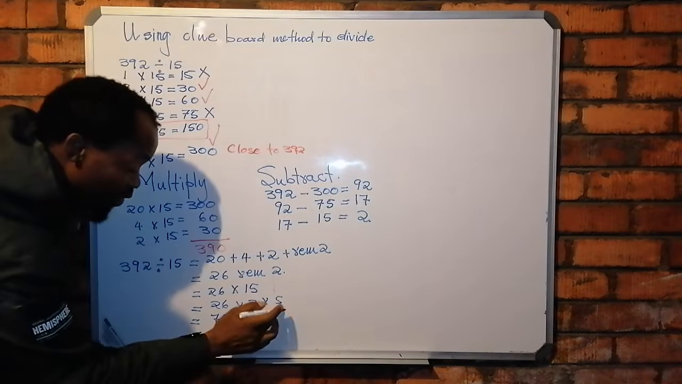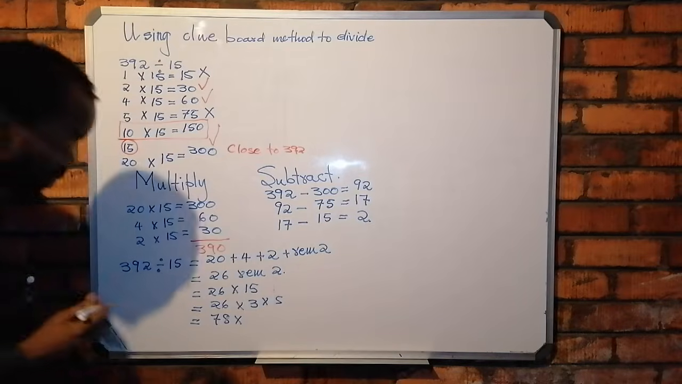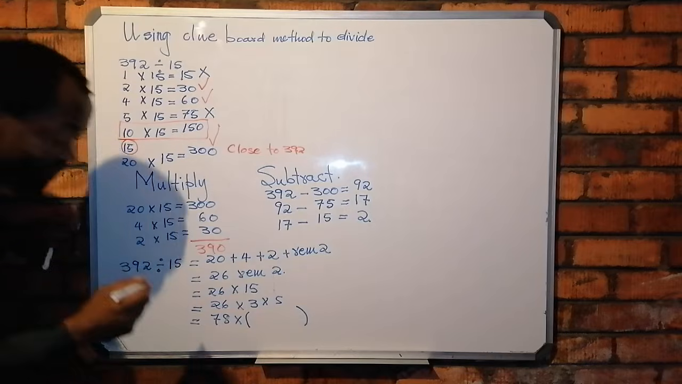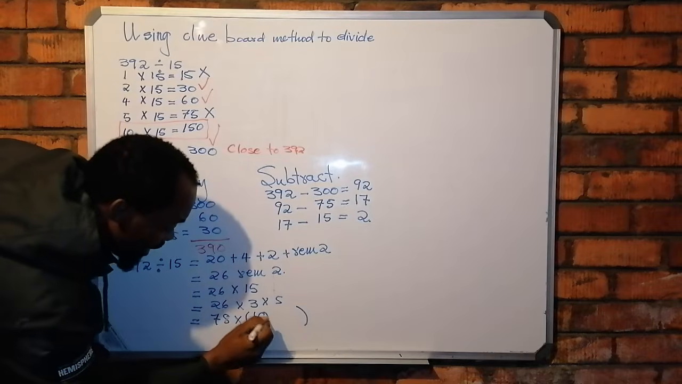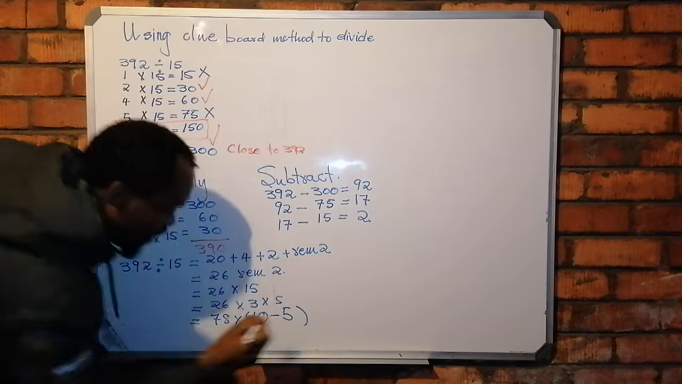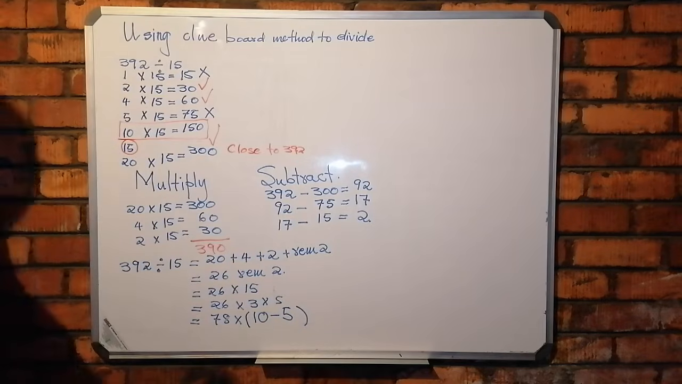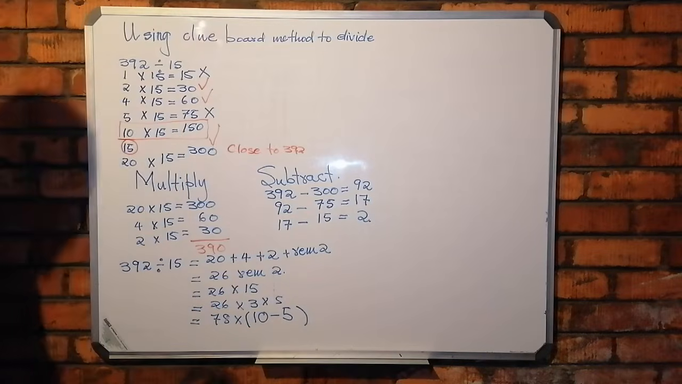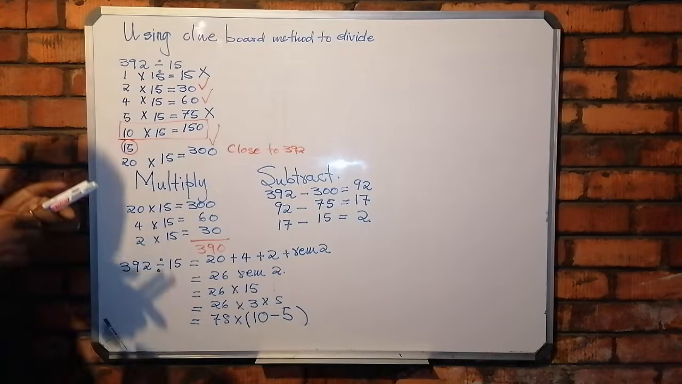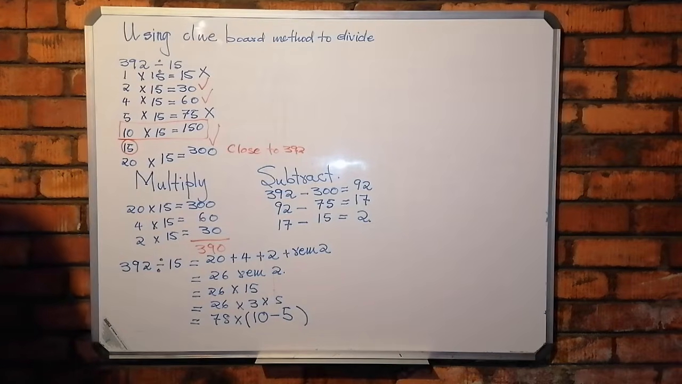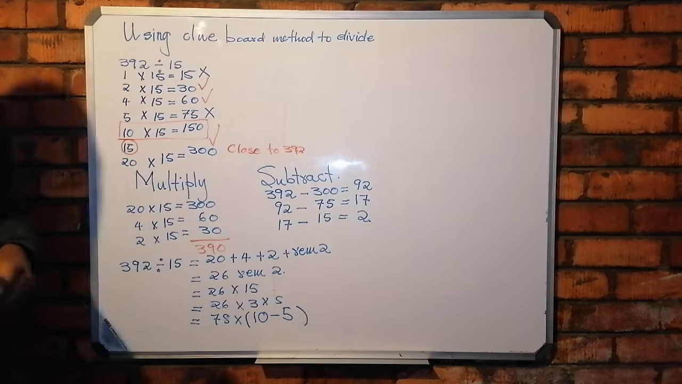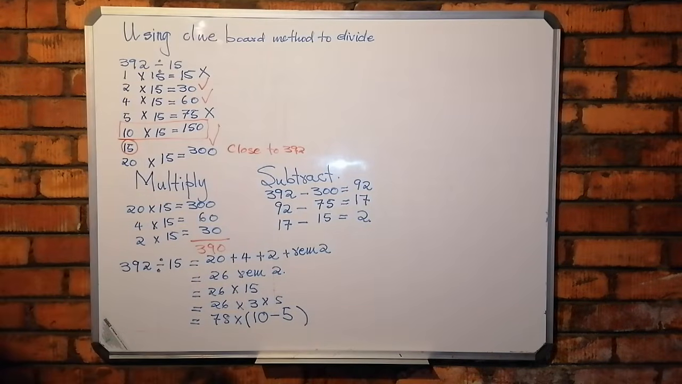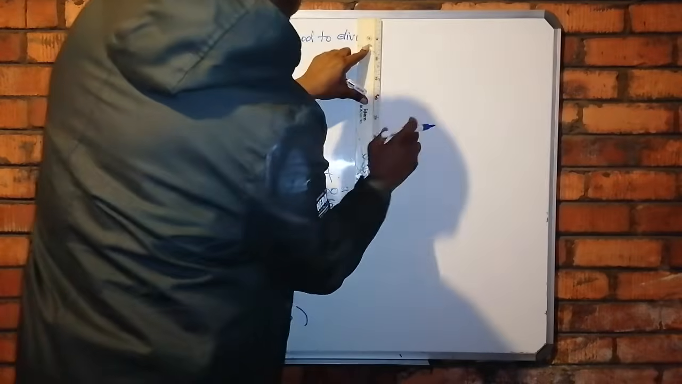We are left with 5 there, mummies. What am I going to do now? I'm going to say, but 5 is as good as 10 minus 5. Did you get that? 5 is as good as 10 minus 5. Now, let's go up there and finish it off, mummies. We finish it off.